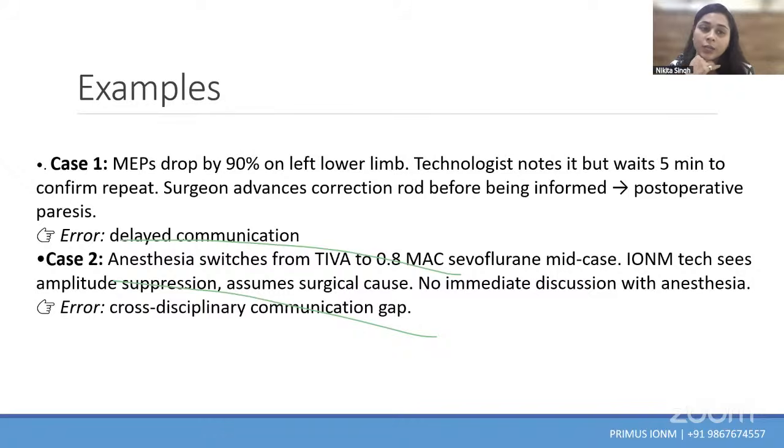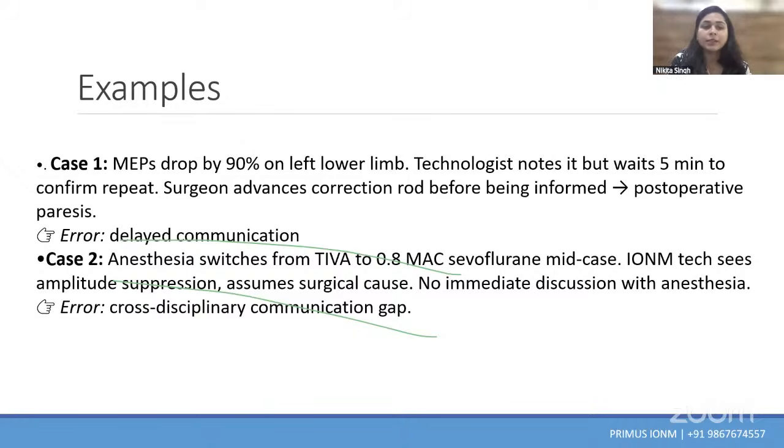The first one is when the MEPs dropped by 90% on the lower limb, and the technologist notes it, but waits for confirmation. Without informing the surgeon, the surgeon advances the correction rod, and then post-op, the patient has paralysis. So the error here was a delayed communication. Because of not informing the surgeon, the patient woke up with paralysis.